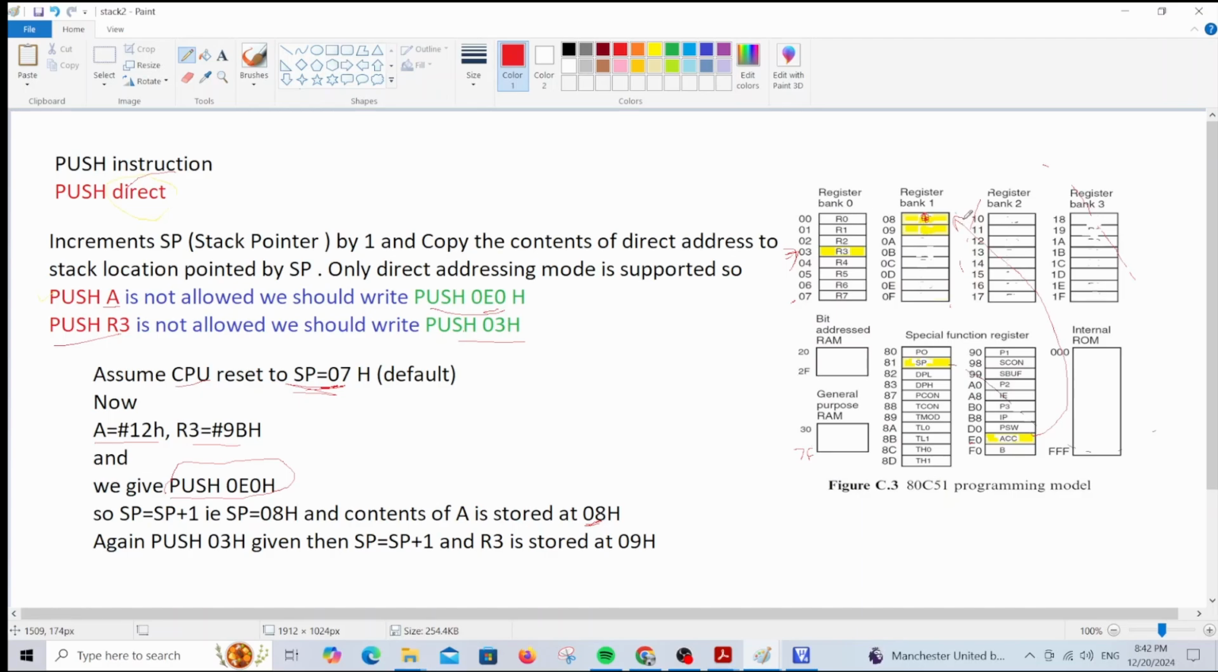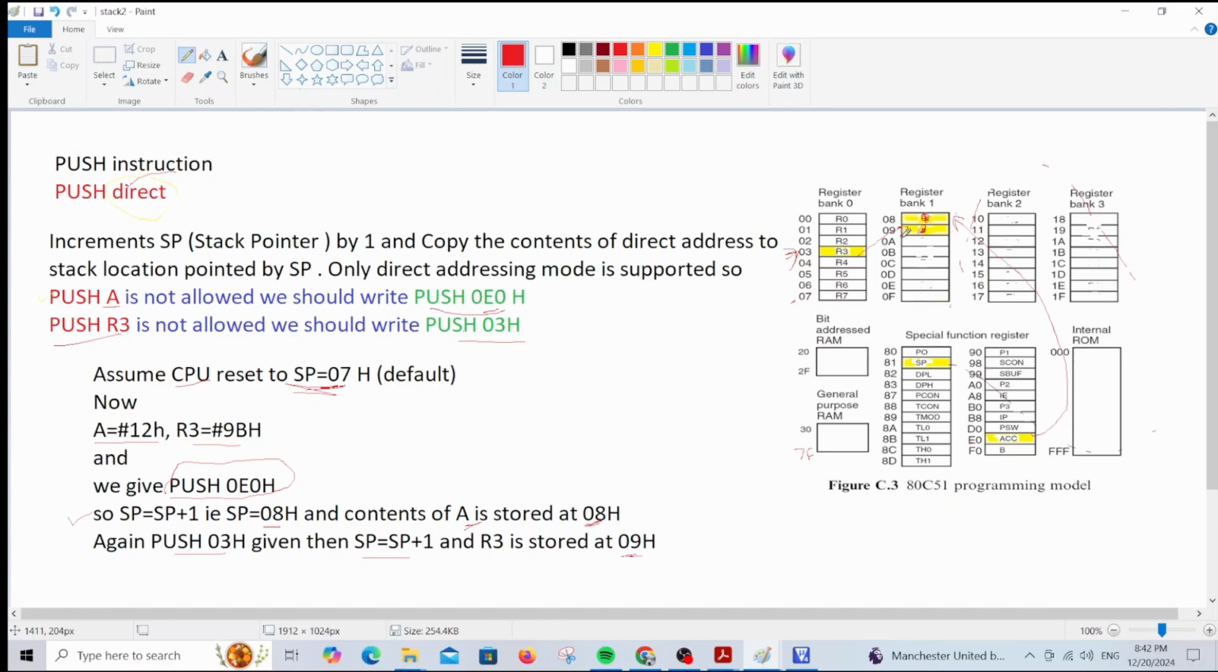Now you will ask why we need to store the contents of the accumulator here. Because we want to free the accumulator for some purpose. Later on, we can pop it from the stack and get it back. So in this way, when you write the instruction push 0E0, SP will become 08 and the contents of the accumulator will be stored at location 08. Now suppose again we write an instruction push 03. So what will happen? Again SP will increment. So SP will become 09 and at the 09th location, the contents of R3 will be stored.